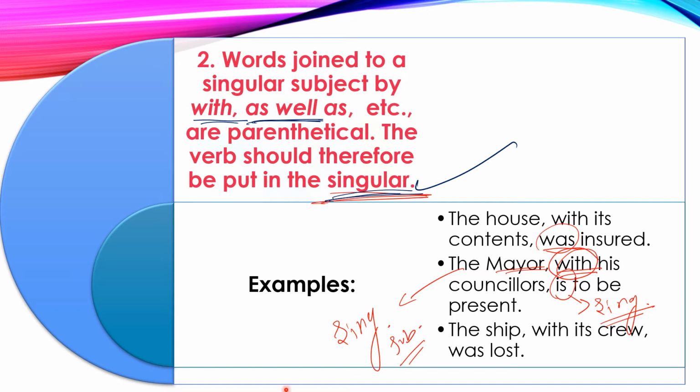Another example is: The ship with its crew was lost. See here, the ship is a singular subject and crew is actually a collective noun, but it's okay. It is joined to the ship using with. So we will use singular verb form was. The ship with its crew was lost. So let us move to the next.